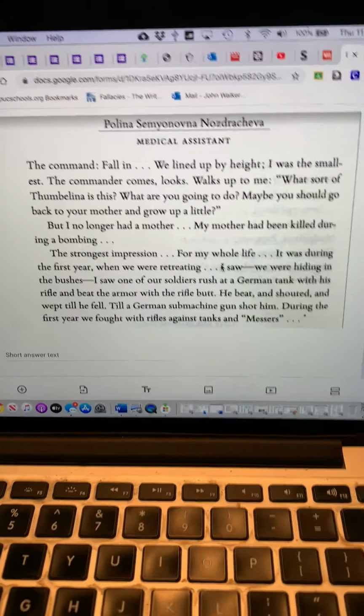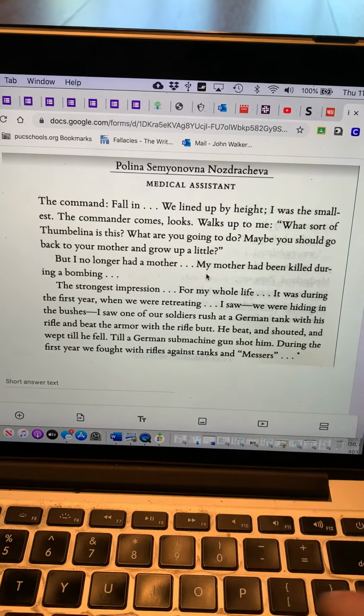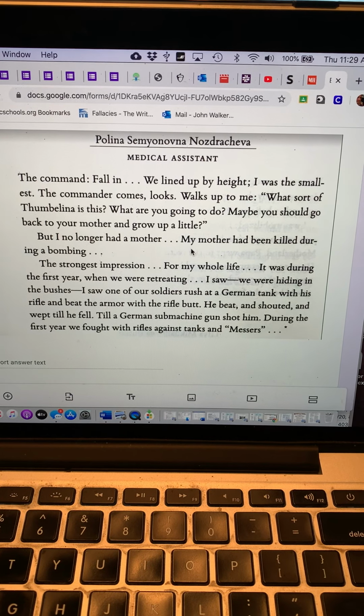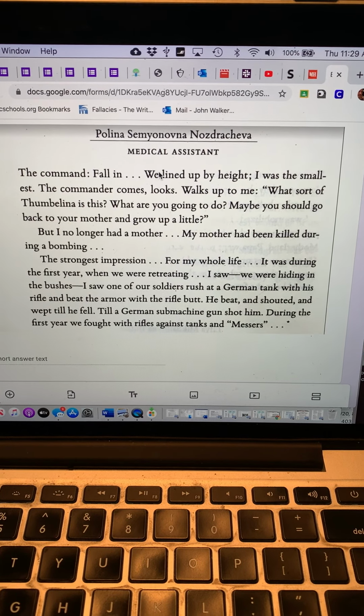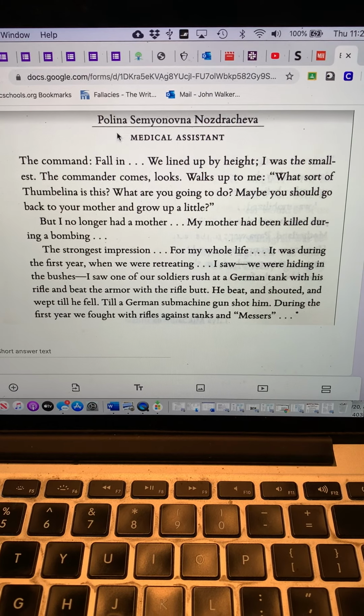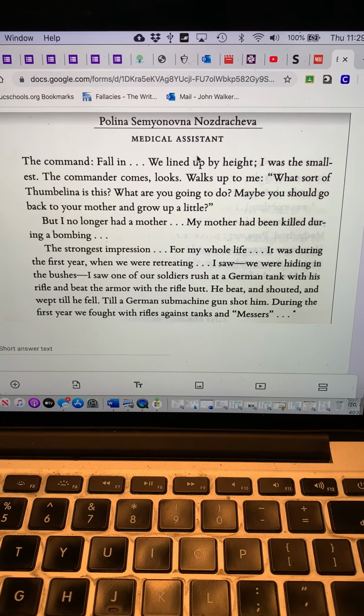And it's one of the reasons why the Russian Revolution happened, because the soldiers mutinied and they turned on their leadership, and the leader was the Tsar, for not providing them with enough technology. They weren't industrialized. And so how is this similar to what we see here in Polina Semenovia Nozdracheva? Sorry, I don't know Russian and I just butcher it. So let's call her Polina, the medical assistant.